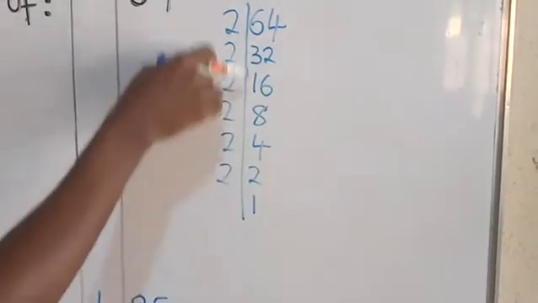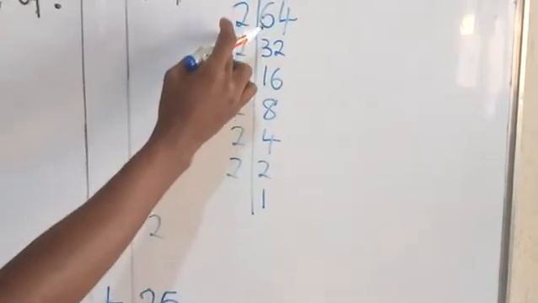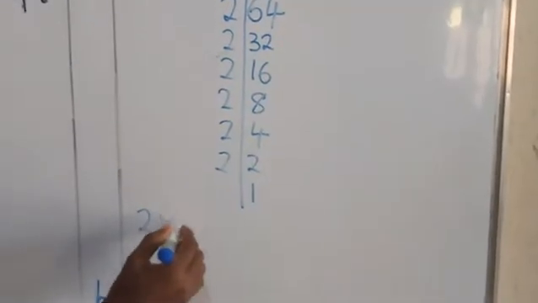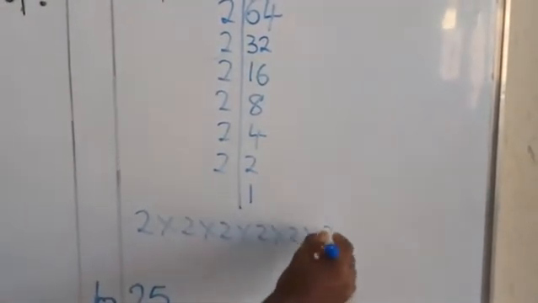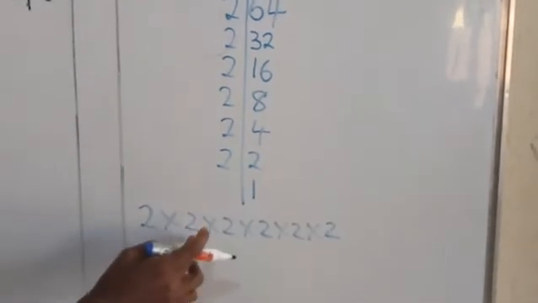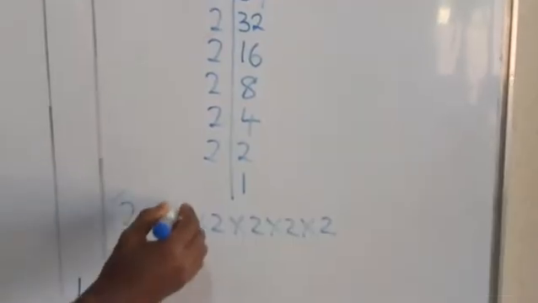We write all these prime numbers or prime factors. So we have 2. How many of them do we have? 2 times 2 times 2 times 2 times 2 times 2. Do we have 6 of them? 1, 2, 3, 4, 5, 6. Yes. Now after listing them, we pair them.